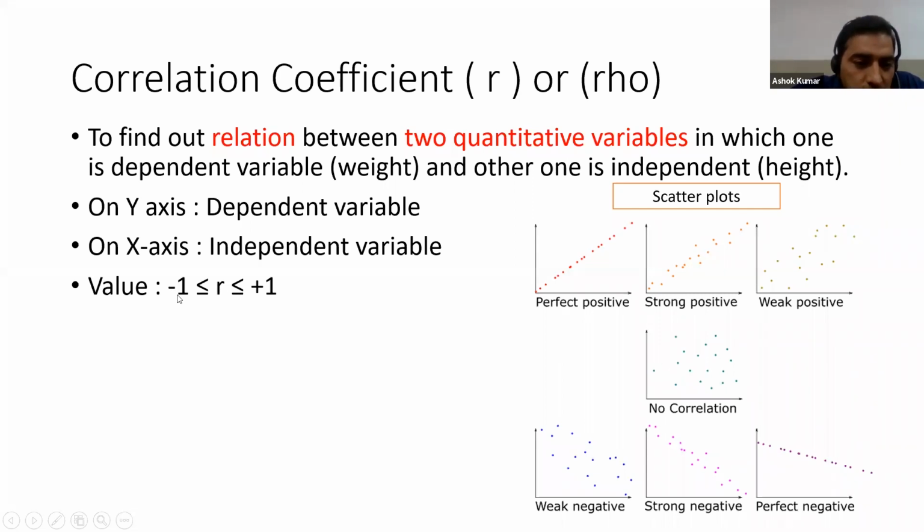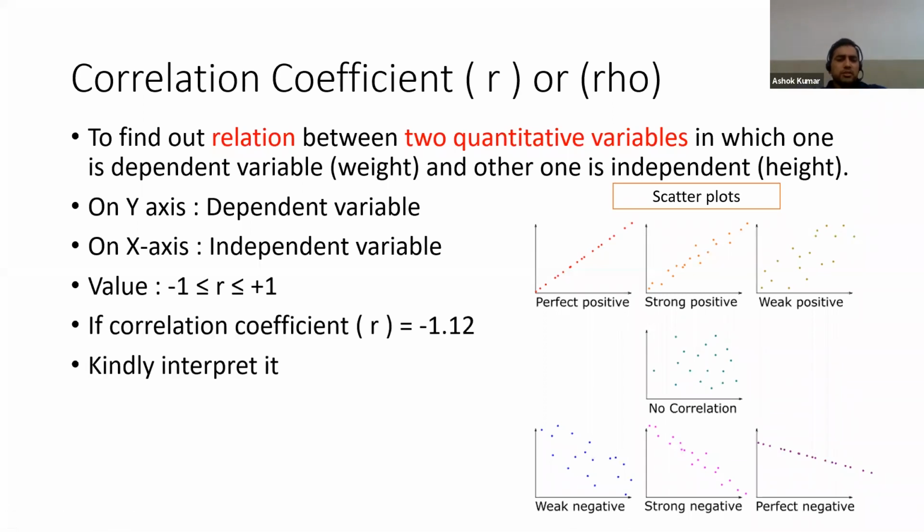Minus means negative correlation, plus means positive correlation. If we get R equal to 1, it's a perfect correlation. If we are getting R around 0.5, it's around a moderate correlation. So R defines both the direction and also the strength.